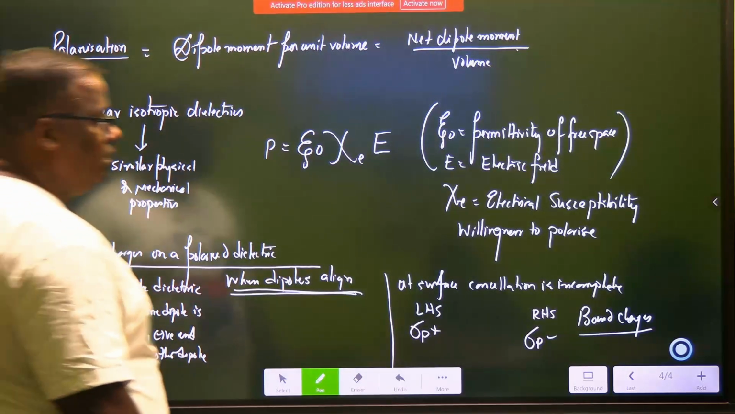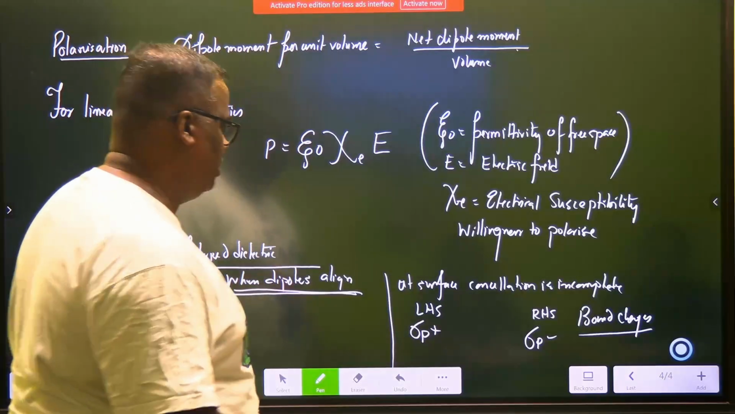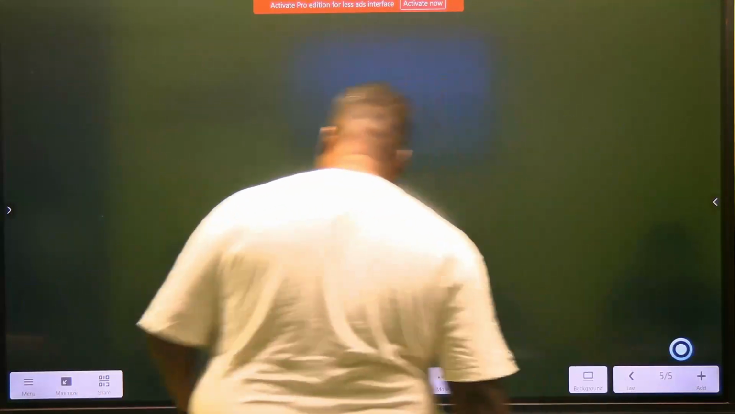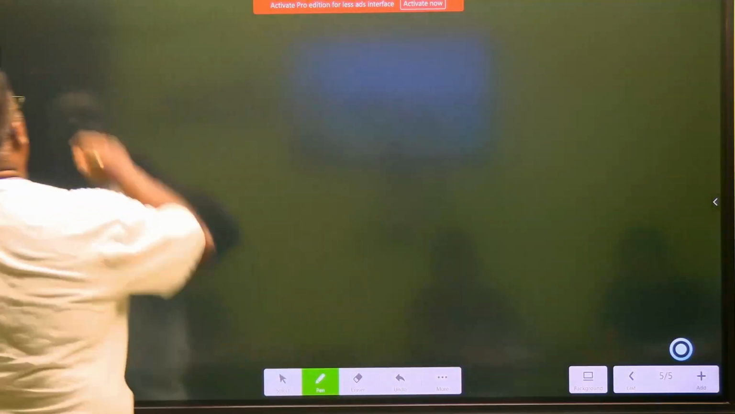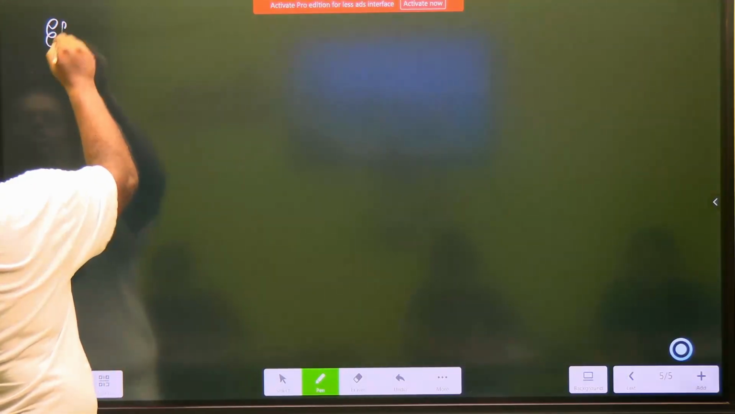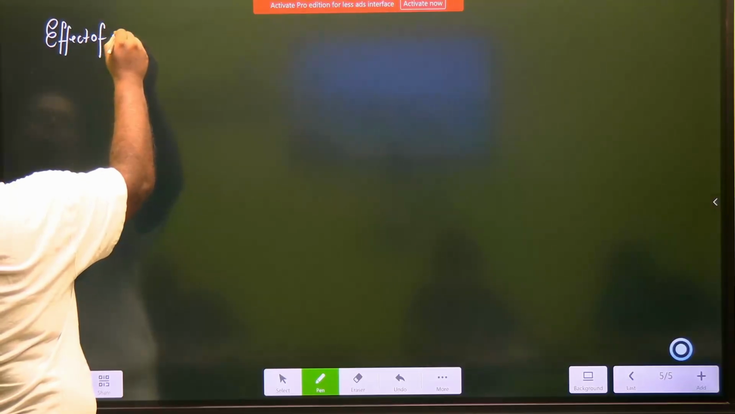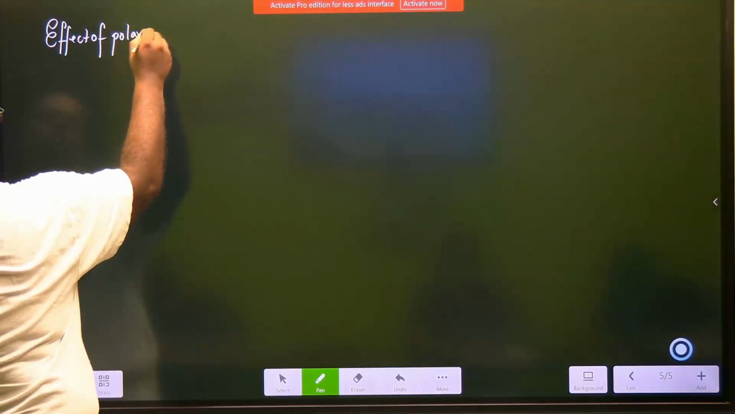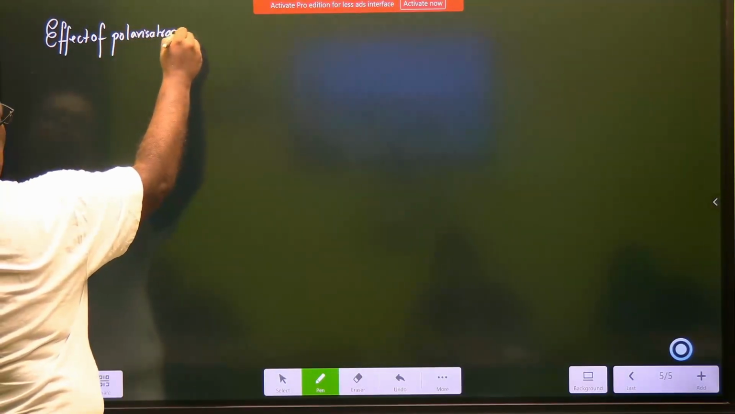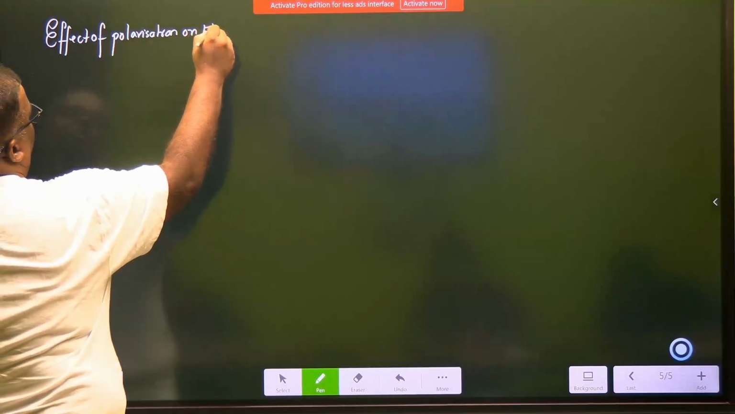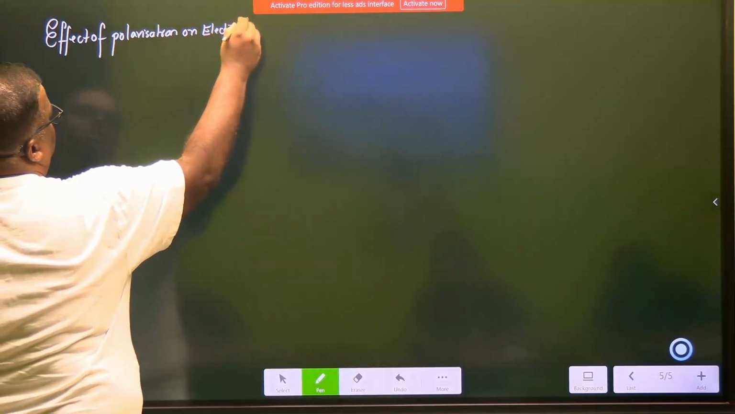Okay, understood up to here? Very good. Let's go next. So our final summary: effect of polarization on electric field. What is this?